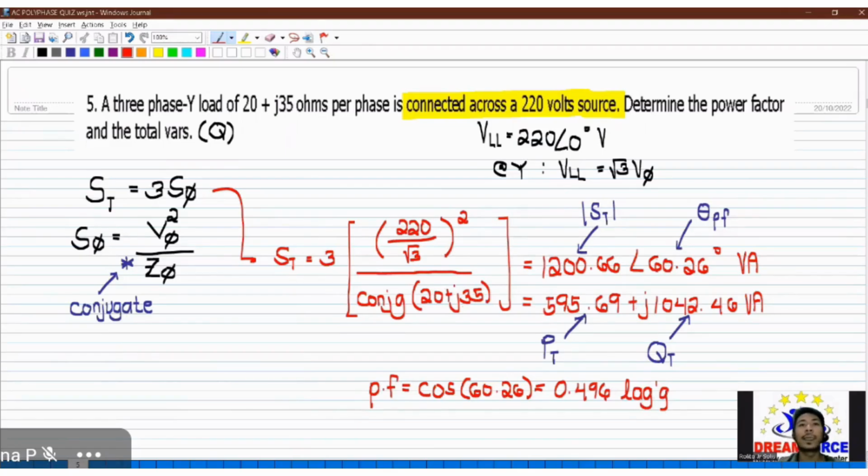Kasi positive kaya lagging. Whereas yung ating reactive power naman, so QT, andyan na po: 1,042.46 vars. So these are the two answers: 0.496 or 0.5. Pwedeng i-consider kahit hindi nilagay si lagging, pero much better pag nilagay yung lagging. So those are your two answers, and pag may maling isa, wrong. So that's your number 5.